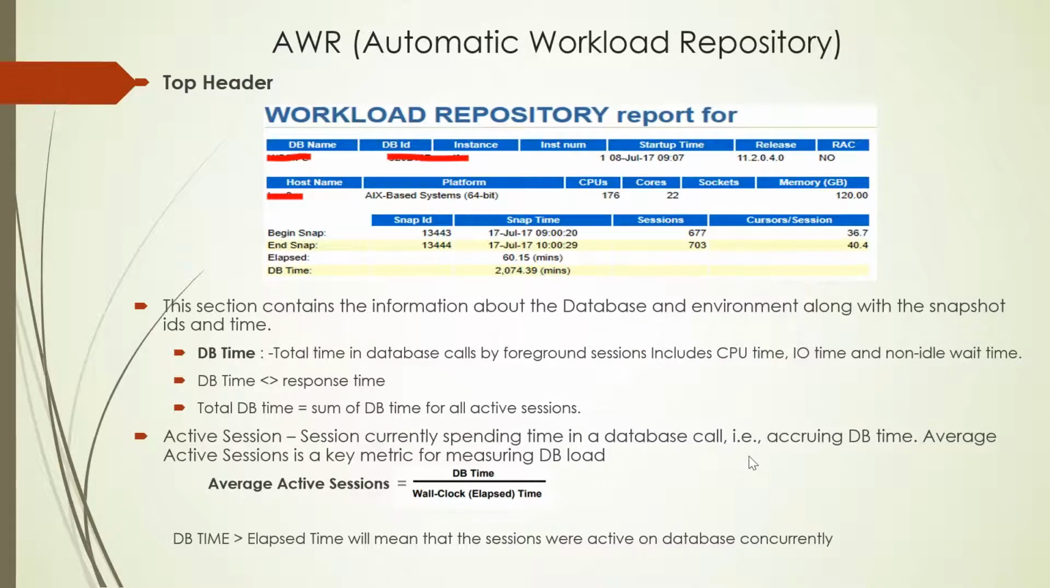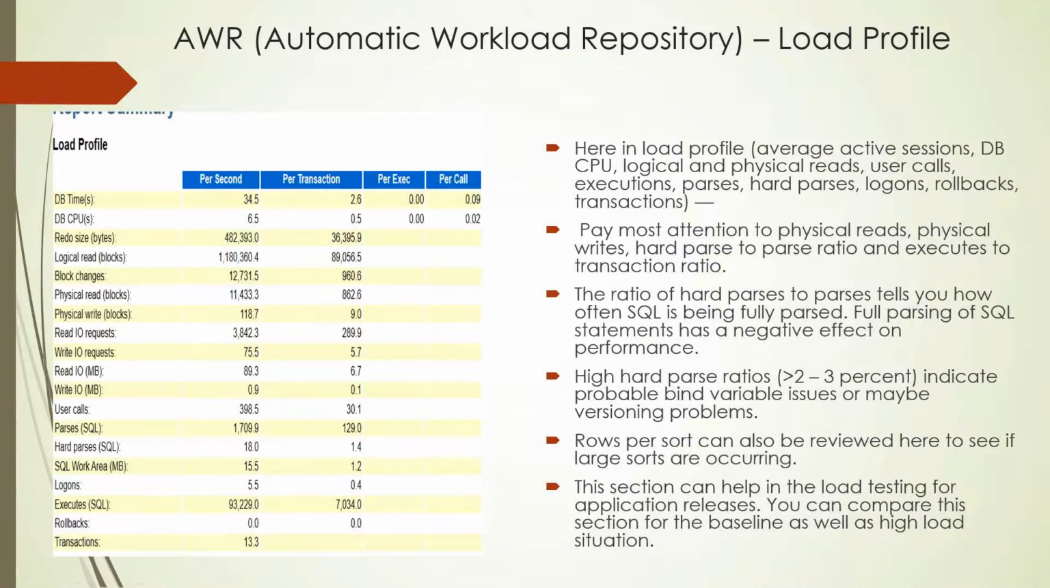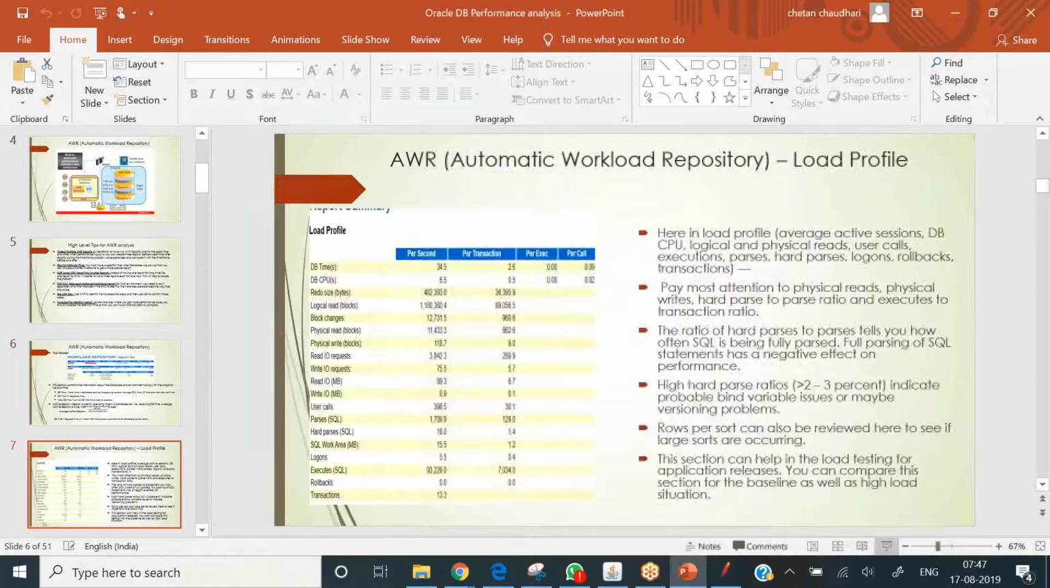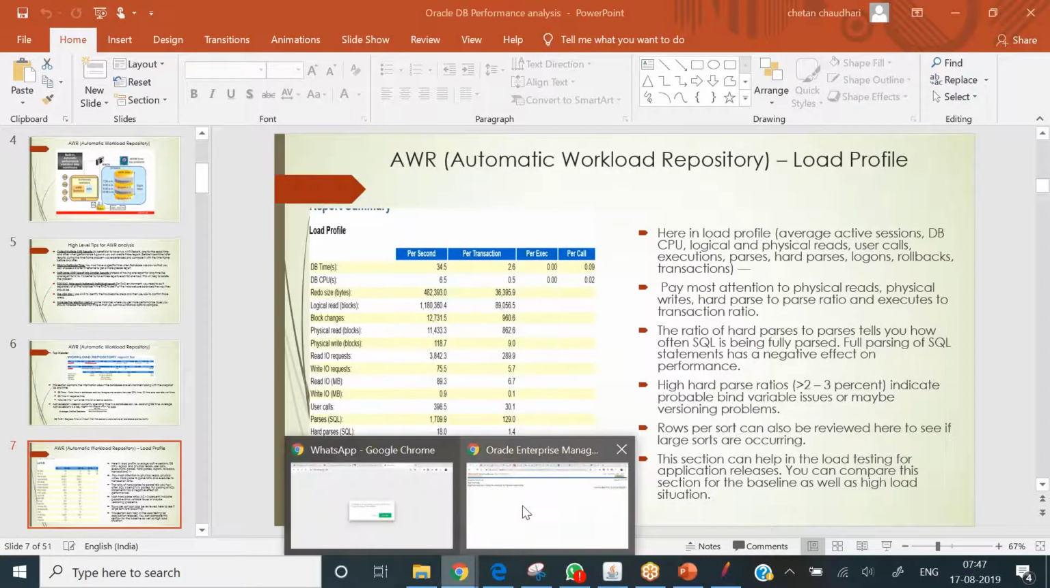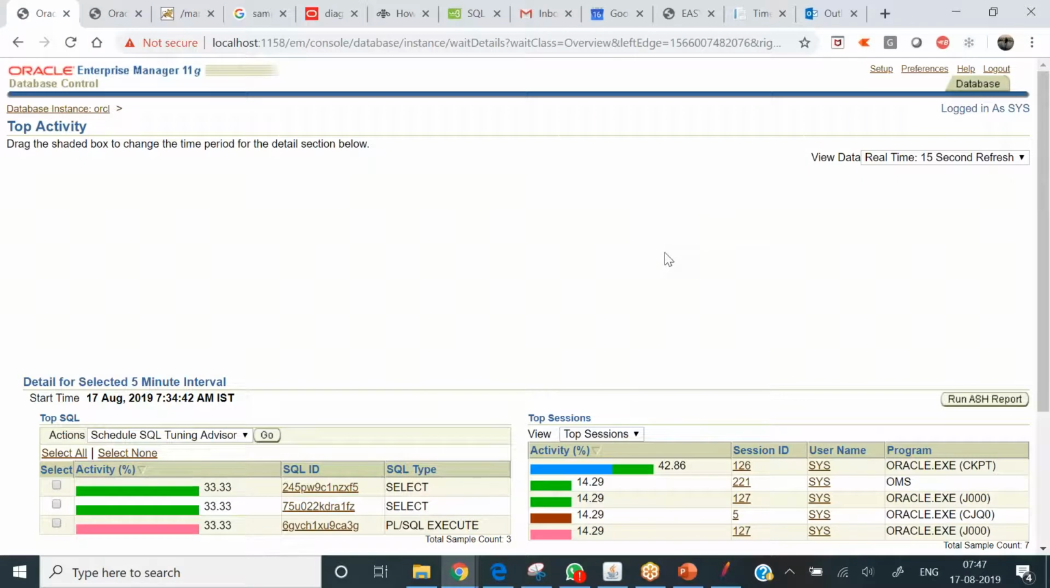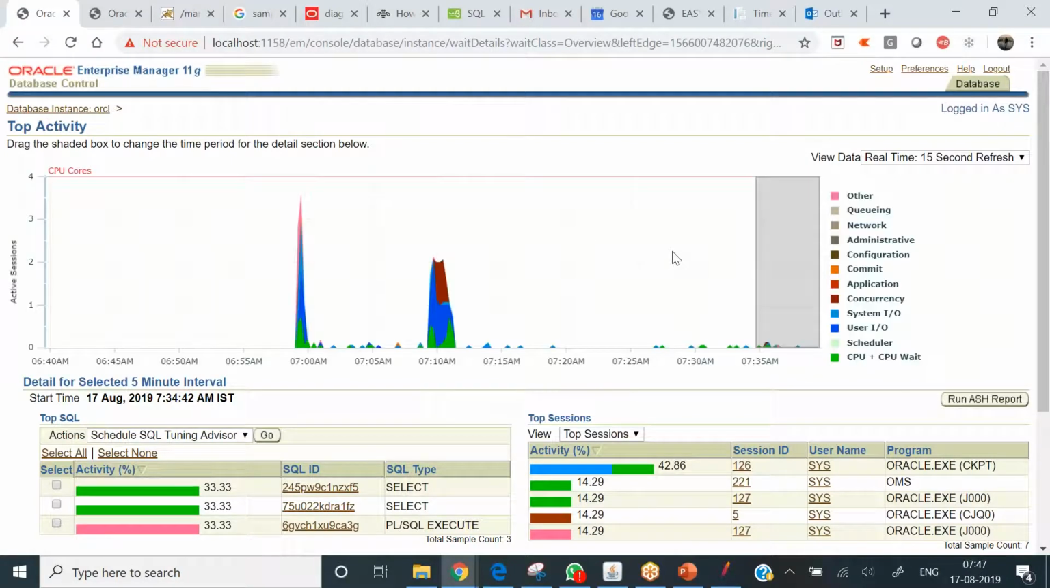Okay, now just go to the second section. Okay, so this is the summary, the load profile. Instance summary, let me just show you again in the AWR. So now we see that there is some activity happening over here.